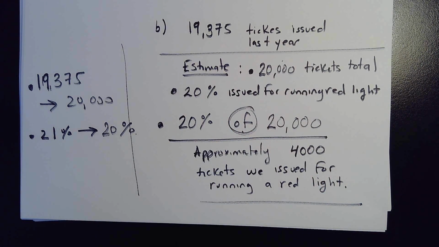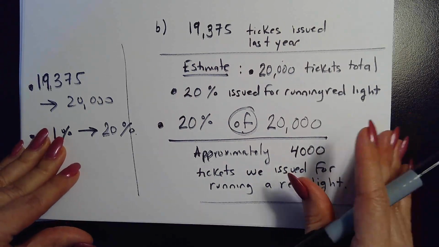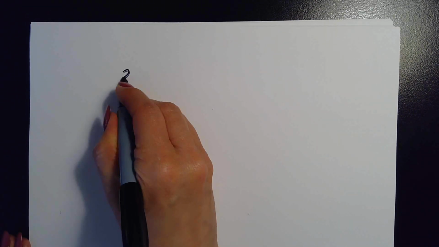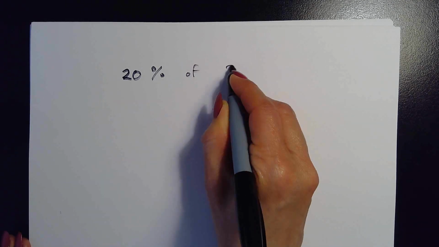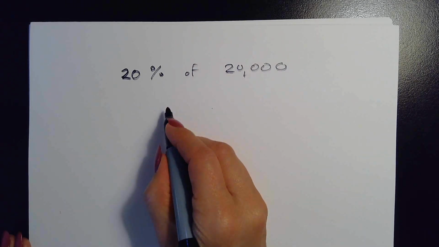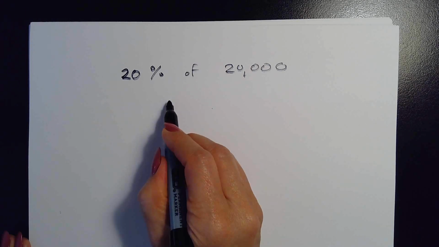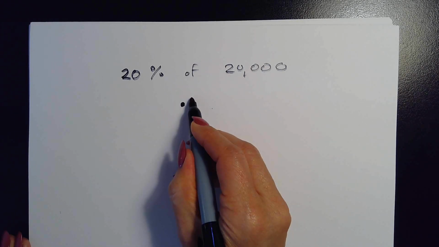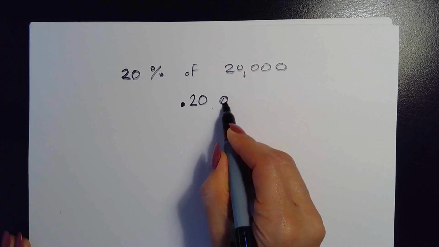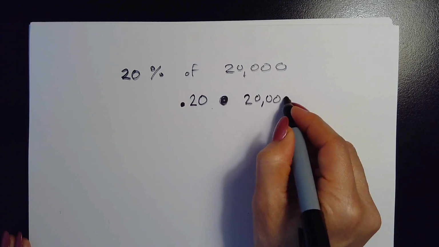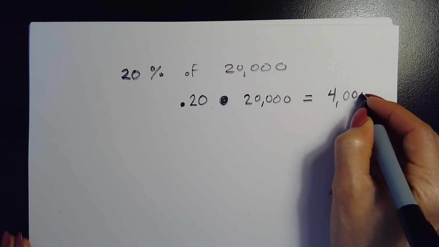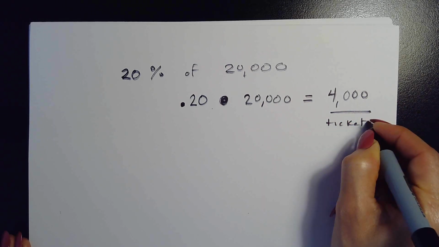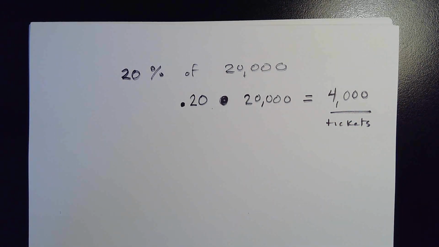I'm multiplying. Let me write it on a different paper so you have the written problem here. I'm taking 20%. When I say 20% of 20,000, what I'm doing mathematically is multiplying. So 20%, you can write it as a decimal, 0.20. And then you're going to multiply it times 20,000, which is going to give you 4,000 tickets. These are the estimated figures, okay? Now, this is part B.